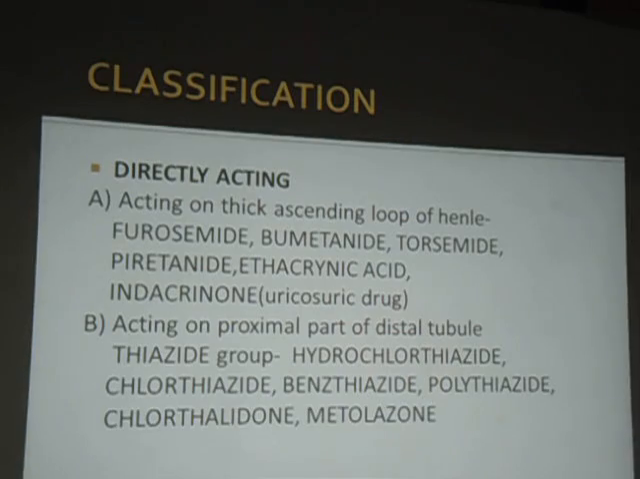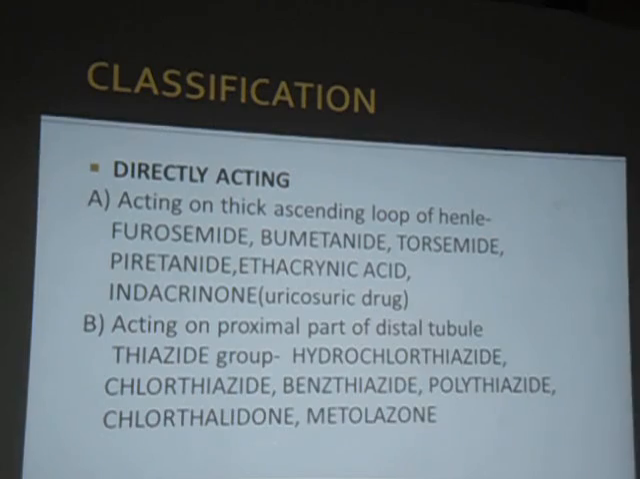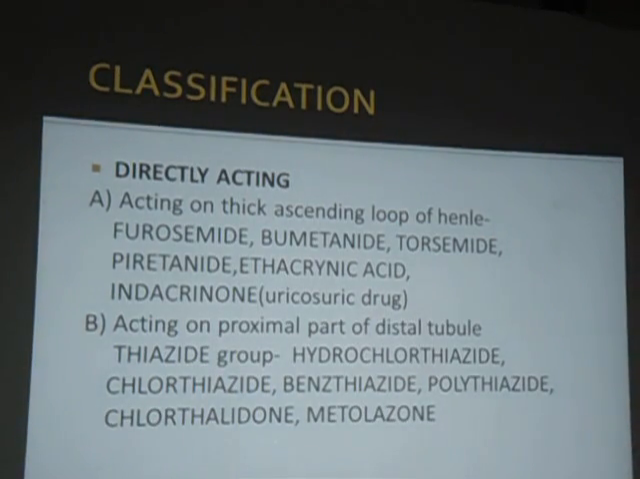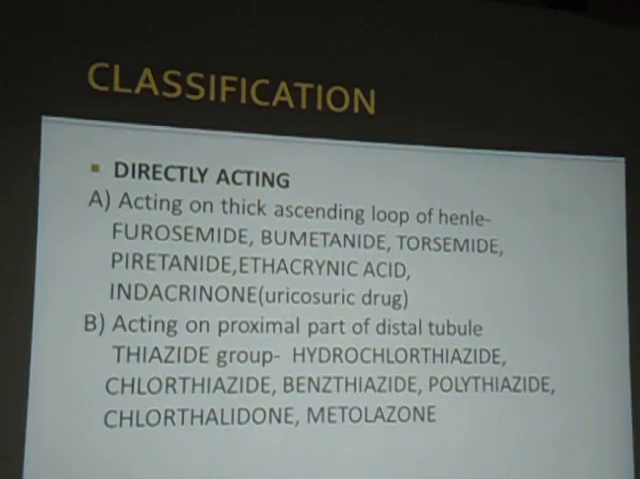The drugs which act on the early distal part are the thiazide group of diuretics. We have hydrochlorothiazide, chlorothiazide, benzthiazide, chlorthalidone, and metolazone. Chlorthalidone and metolazone are rather called thiazide-like diuretics rather than thiazide diuretics.